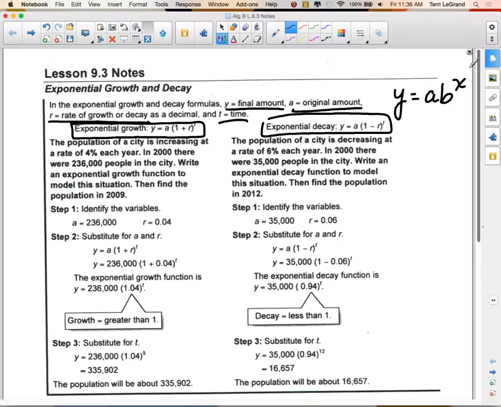What did they put in for T? Julie, what did they put in for T? 9. Did you see a 9 in the problem anywhere? Nope. Thank you, Noah, for raising your hand. Where was there a 9 in this problem? No, there's no 9 in this problem. Abby? 2009. So they grabbed it from the 9 of the 2009.